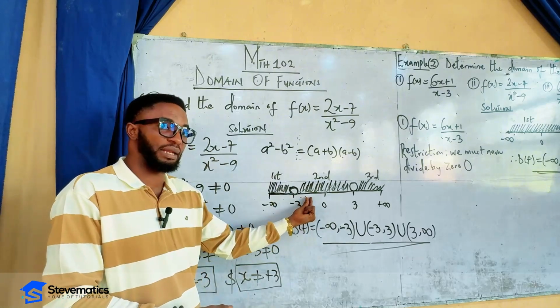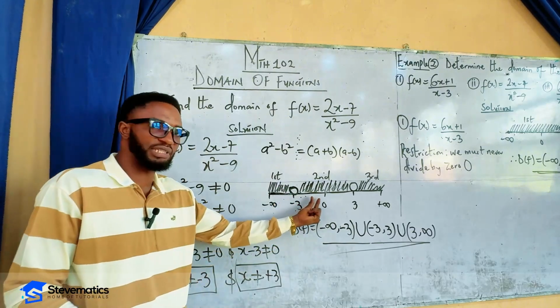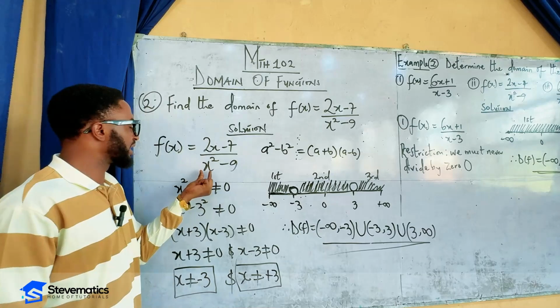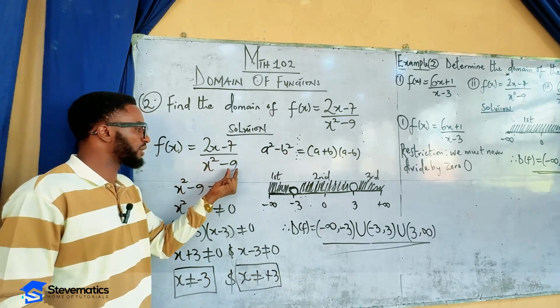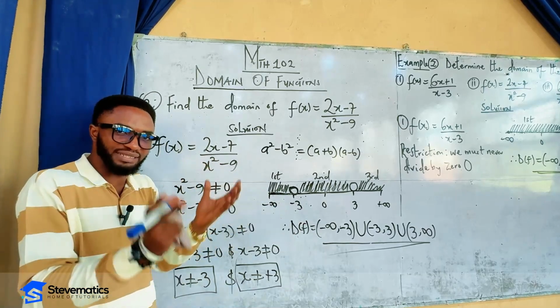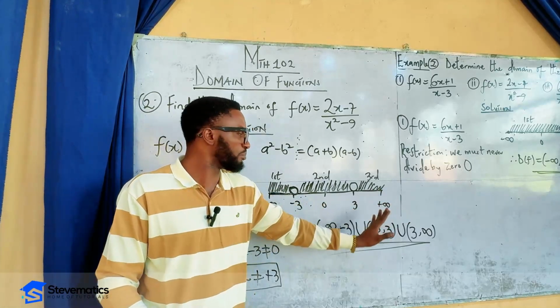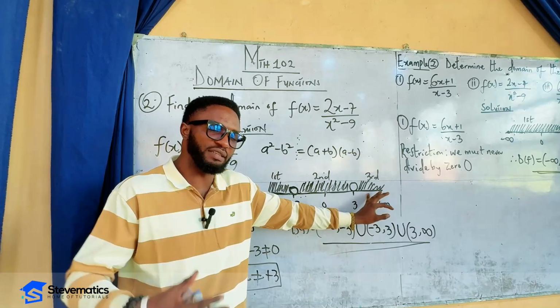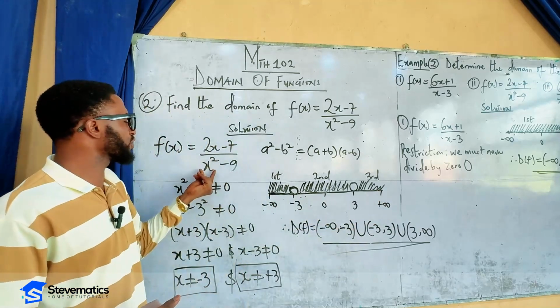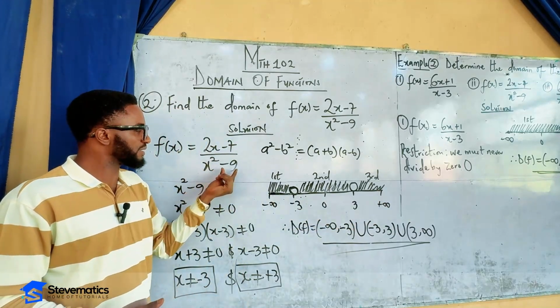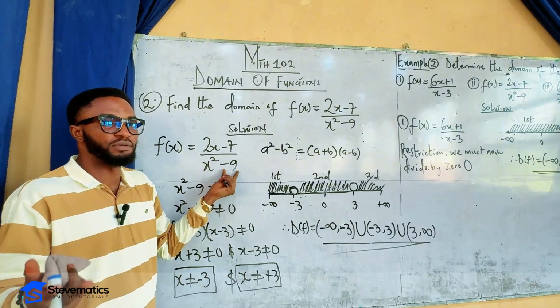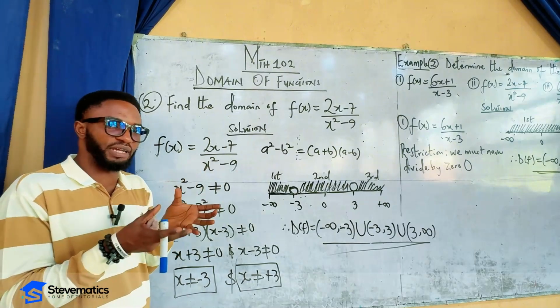Let's pick negative 1, because it falls in this interval. Negative 1 squared is 1. 1 minus 9 will give you minus 8. The denominator there is defined. Then pick from here, 3 to infinity. Pick 4. 4 is a positive number. 4 squared will give you 16. 16 minus 9 will give you 7. It is defined. You get it now.